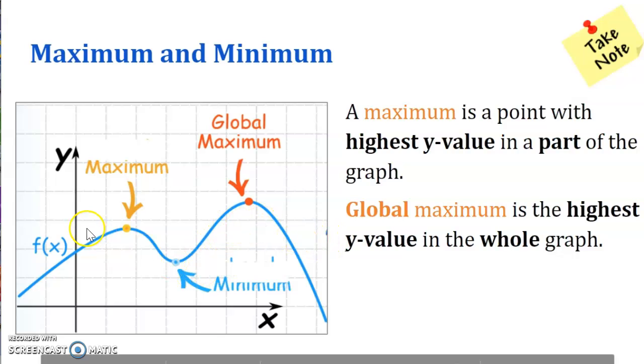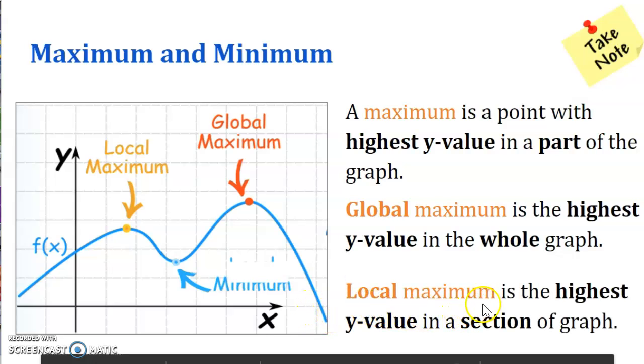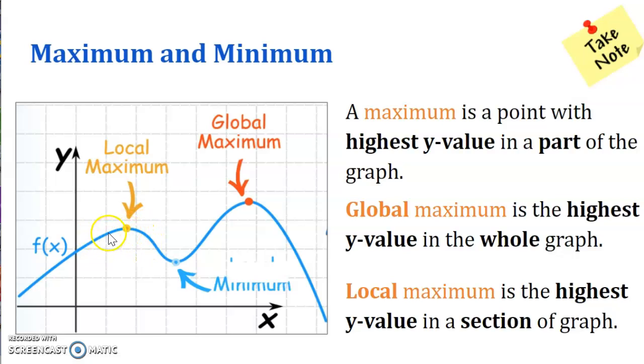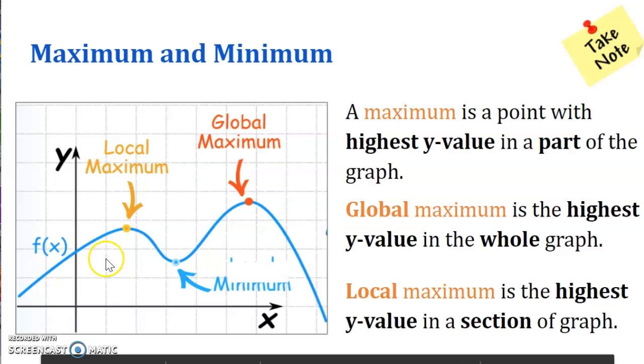So instead of the whole world, we're talking about the whole graph. So what about the local maximum? It is the highest y value in a section of the graph. When you compare this point to the points surrounding it, it is higher than them. So it's a local maximum, but when you compare this point to here, it's not the global maximum. So this is just a local maximum from this region. It's just a maximum from this area. Global maximum means it's for the whole graph.